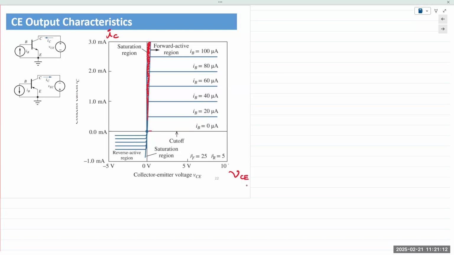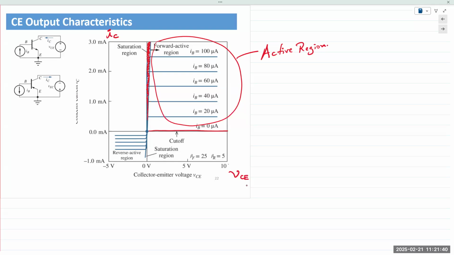This is cutoff right here, when the output is essentially turned off. And then this right here, all of this, is the active region. Okay, active region. In an FET, this active region was known as the saturation region.